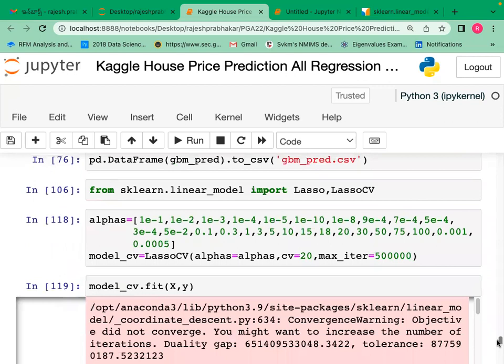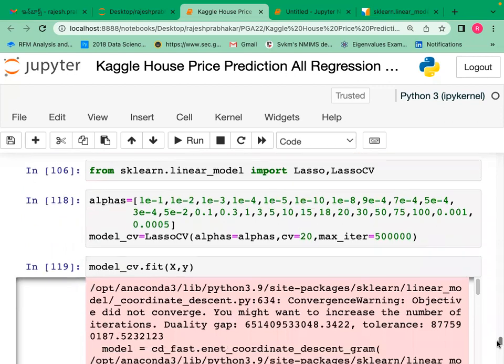So what to do is we have given multiple alphas here. Try running this. You got this code, all of you? With multiple alphas, we did the cross validation and we find out the best alpha. We are randomly taking these alphas, and then we are doing the cross validation and finding the best alpha.